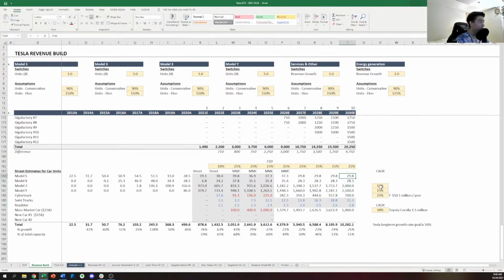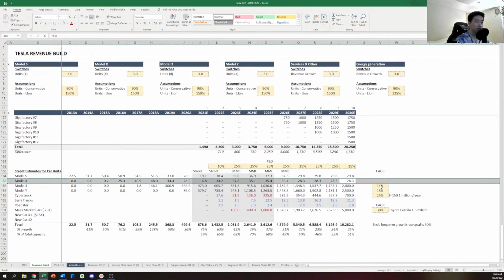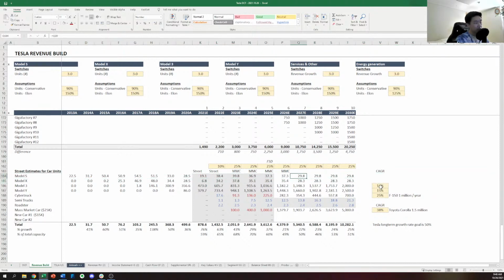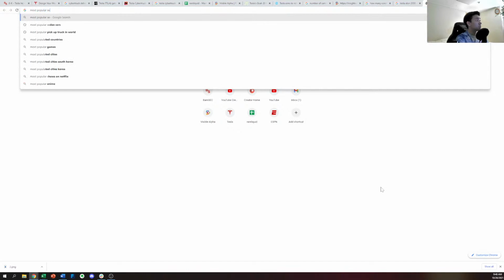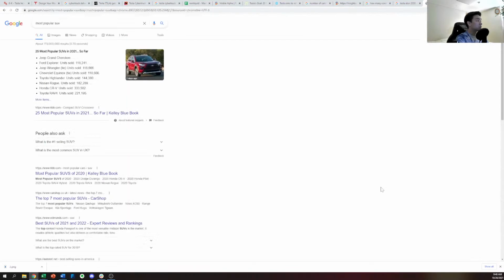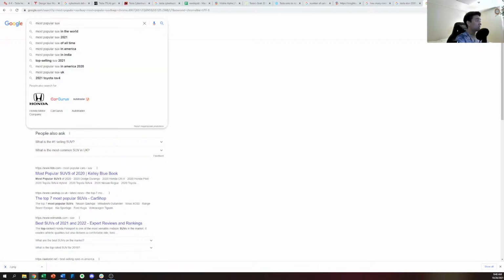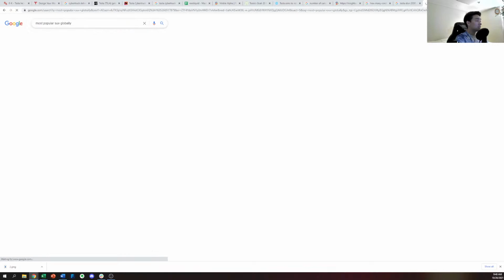Okay, and then the Model S and X are premium cars. I don't think that these are gonna really shoot up that much, because the cheaper cars probably are gonna sell more. There's just more demand, you know. I guess a good figure would be to look at the most popular SUV and see how many of those are sold. And these are in the hundreds of thousands, but I'm guessing that's just in the US.